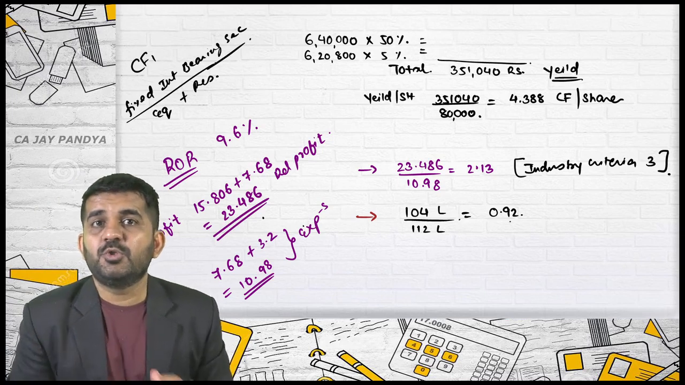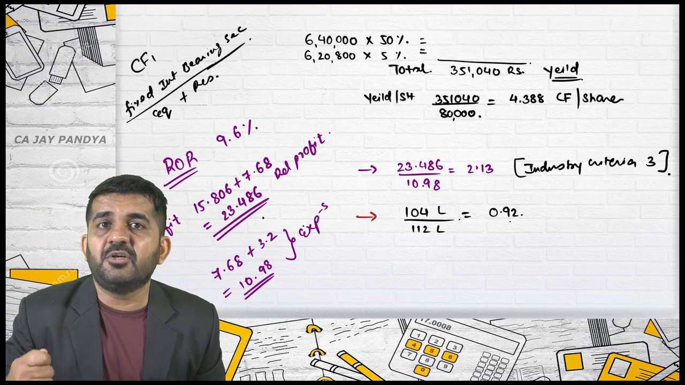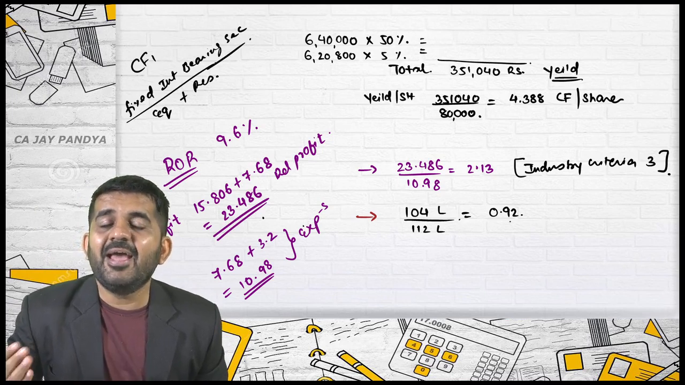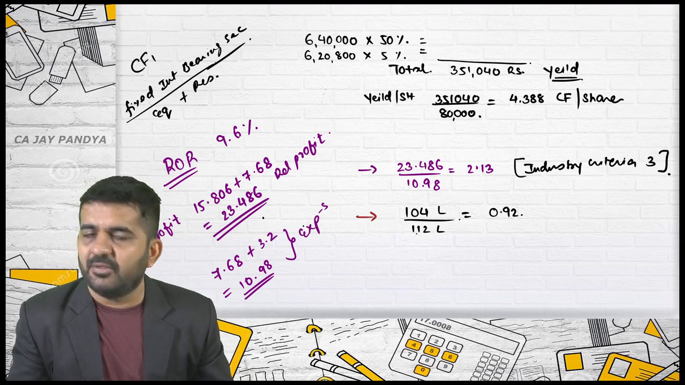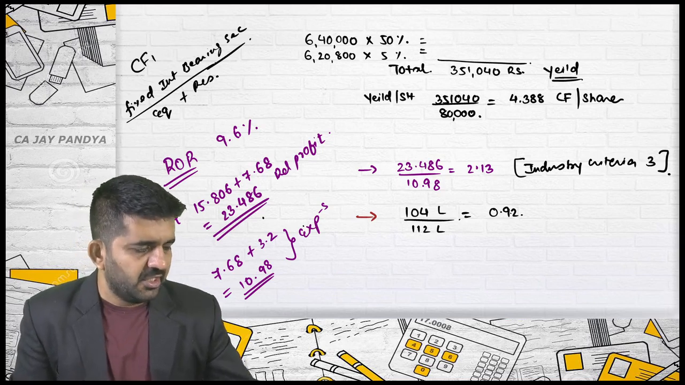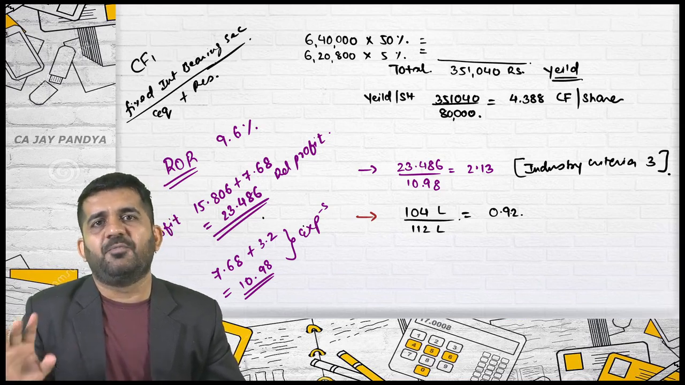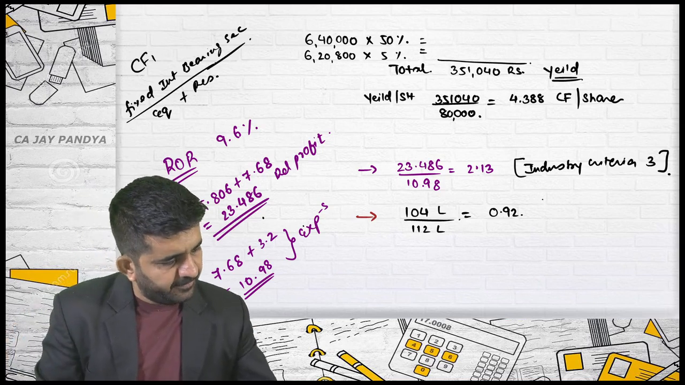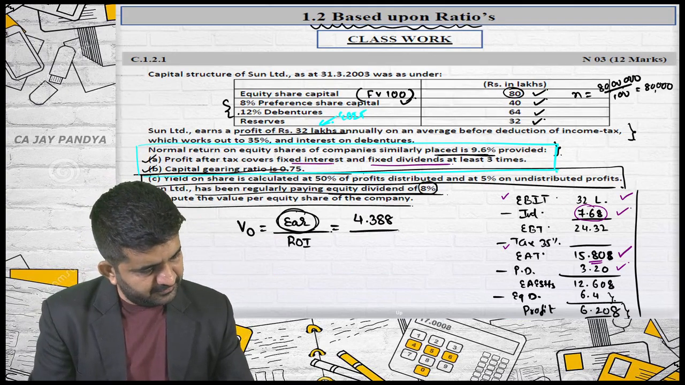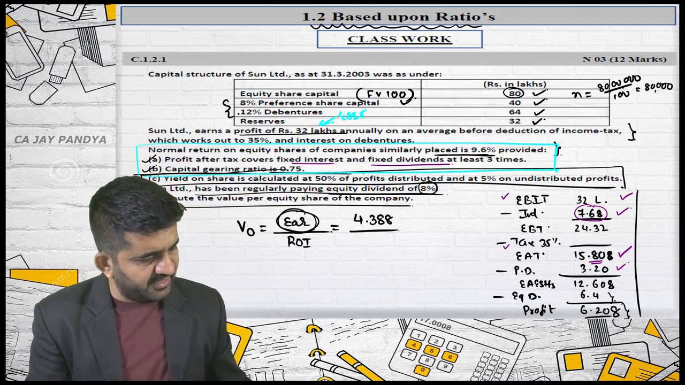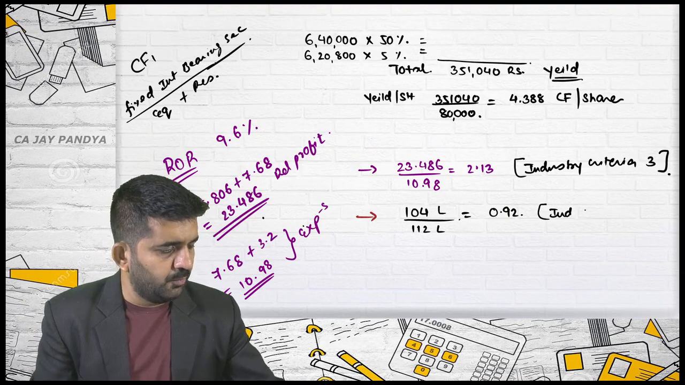What does this ratio show? It shows how much is your debt, or fixed interest bearing security, as compared to your non-fixed bearing security. It is 0.92. So if there is one equity, there is 0.92 fixed interest bearing security. What is the industry criteria? The industry criteria is 0.75 and you are having 0.92.